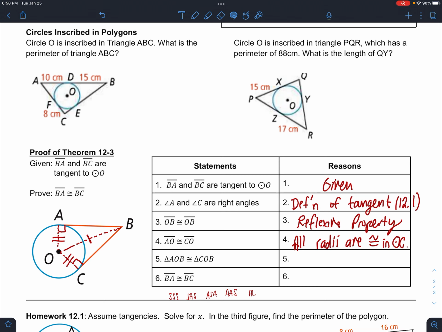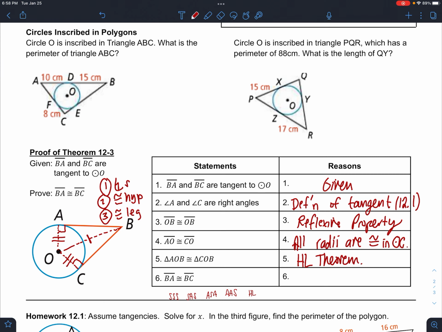So remember, hypotenuse leg requires 3 things. It requires 1, a right angle, or right angles, 2, a congruent hypotenuse, and 3, a congruent leg. That's why it's called hypotenuse leg, and it works with right triangles. And that's exactly what we have. We have 2 right triangles with the same hypotenuse and the same leg. So those triangles are the same by the hypotenuse leg theorem.